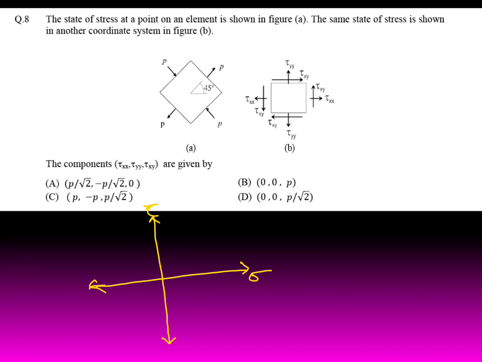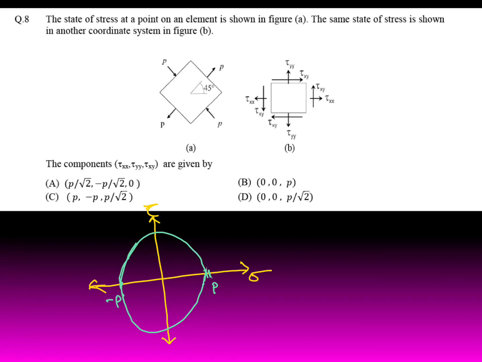One side is P, the other side is minus P. Then draw the circle. No shear stress. So your circle will be like this.